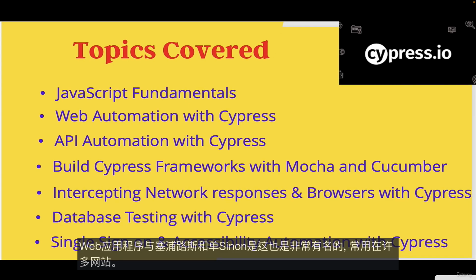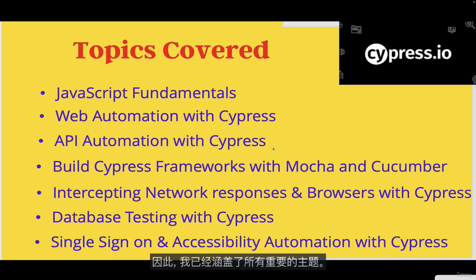And single sign-on is something which is also very famous and commonly used in many websites. So I have shown how to automate a single sign-on application with the help of API automation. This is a really interesting section. And I have also shown how to do accessibility automation with Cypress. So with this, I have covered all the important topics people need to get started and master Cypress.